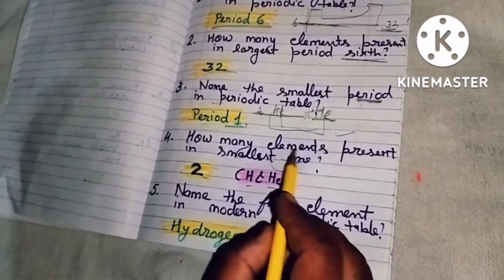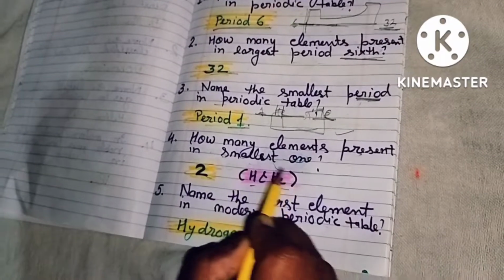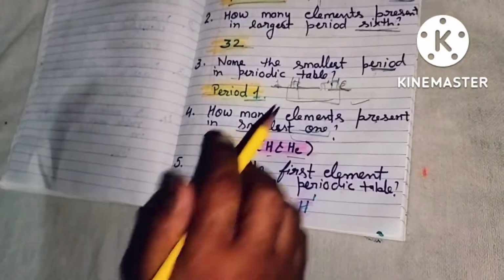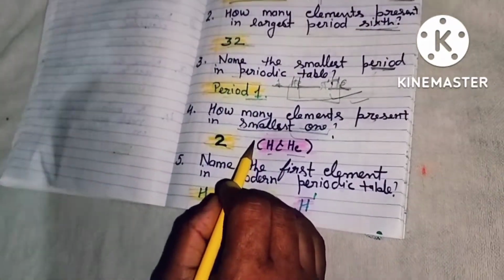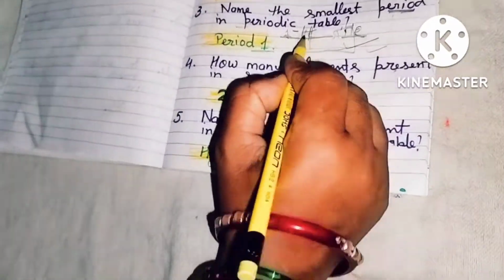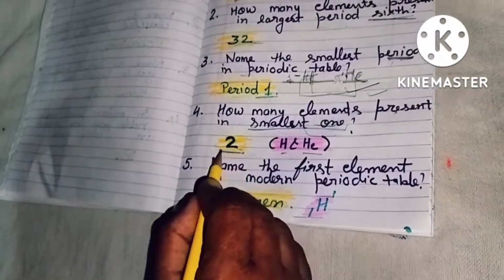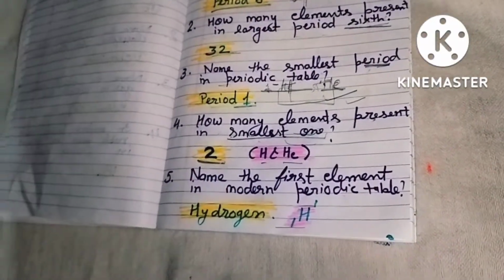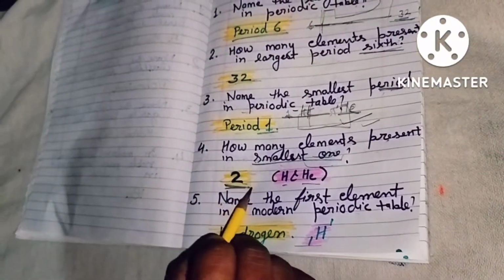Next, how many elements are present in the smallest period? We study the smallest period, period number 1. In period number 1, only 2 elements, hydrogen and helium, are present in the periodic table.